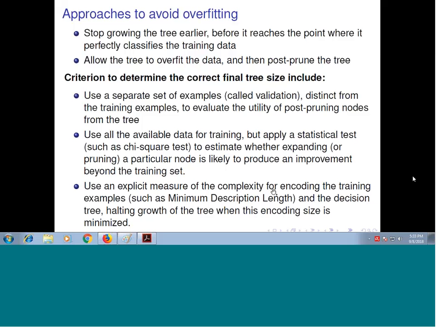Another approach is to use an explicit measure of complexity to encode the training examples. Sometimes you can also look at the MDL, the minimum description length. In the previous class we saw an example where a hypothesis having 3 parts was worse compared to one having 2 parts. So you can use those concepts to also stop growing the tree, and this is another approach.